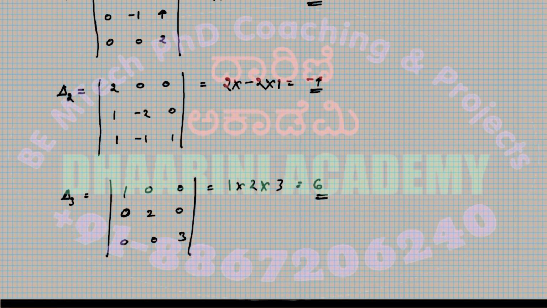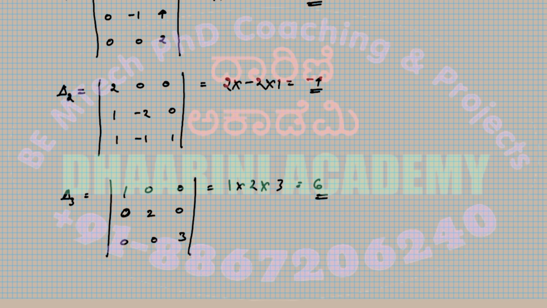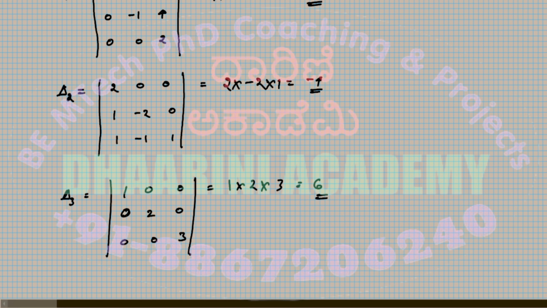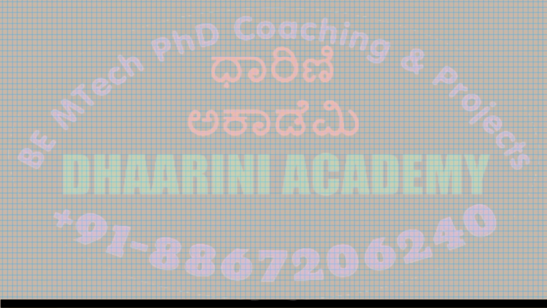Okay, we'll solve some of the problems based on the properties. So first one, solve delta is equal to the determinant 13, 16, 19, 14, 17, 20, 15, 18, 21.